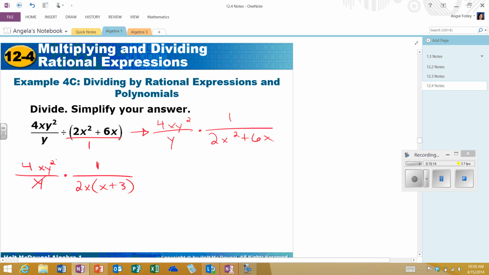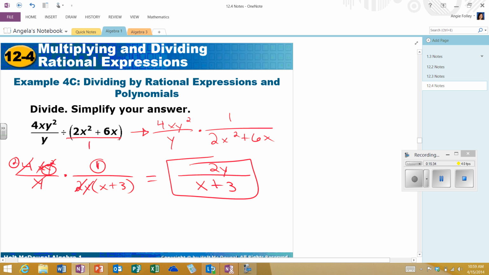Now, these y's will cancel. I'm left with one y. These x's will cancel, and this 2 I can take out. So now I've got 2 times 1, which is 2, over, I've just got an x plus 3. Oh, I had a y here, I forgot. See, again, keep track of everything you're doing. It can get tricky sometimes if you don't keep track. Sometimes I like to circle like this so I know not to forget about it, so that might help, just keeping track of everything.